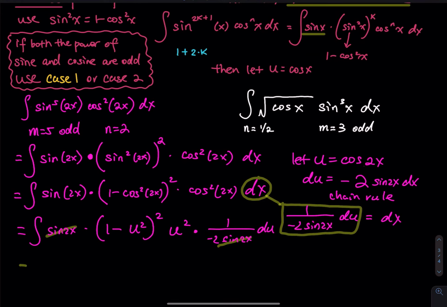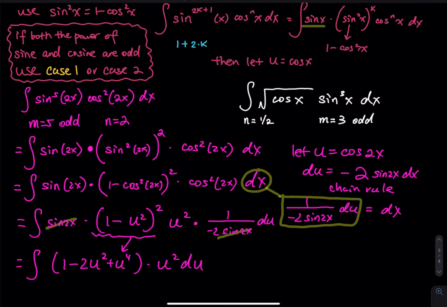The next step, you have to open up the 1 minus u square. After you open that up, that becomes 1 minus 2u square plus u to the 4th. You open up the second power, and then times u square du, and then you distribute the u square. Oh, I missed something very important. I missed the negative 1/2. Where should I put the negative 1/2? Let's put the negative 1/2 right here.